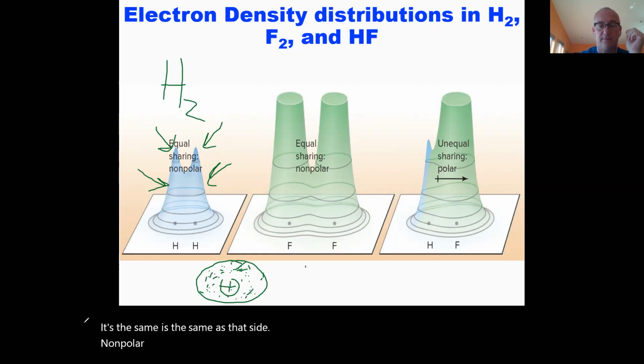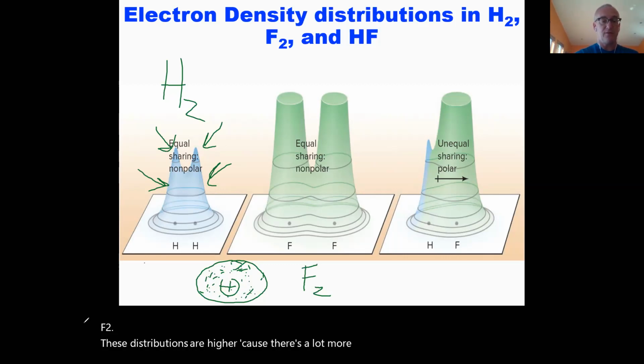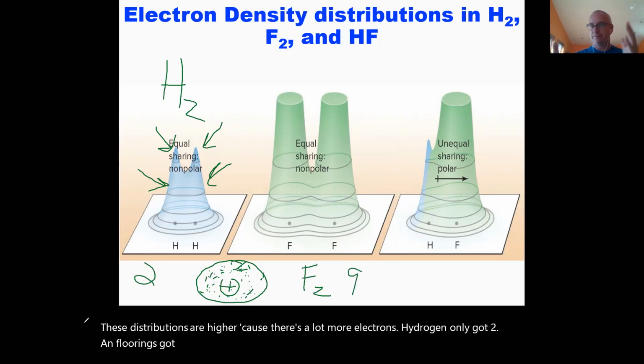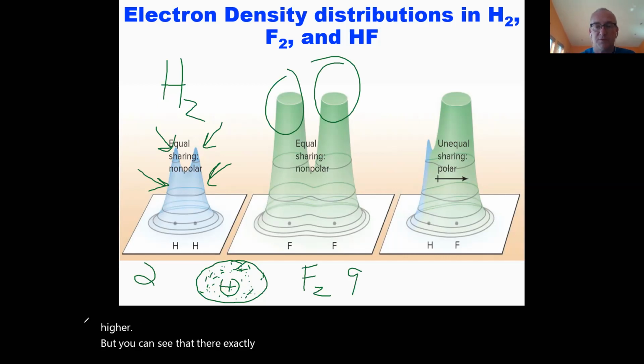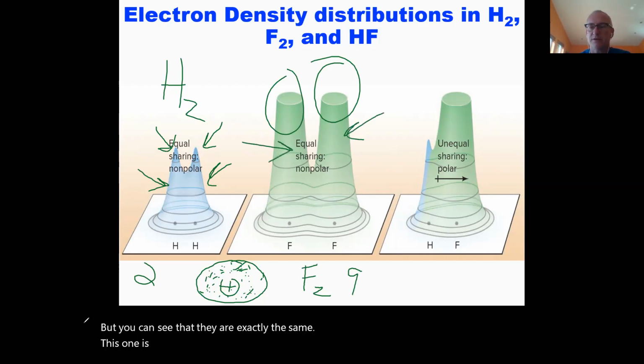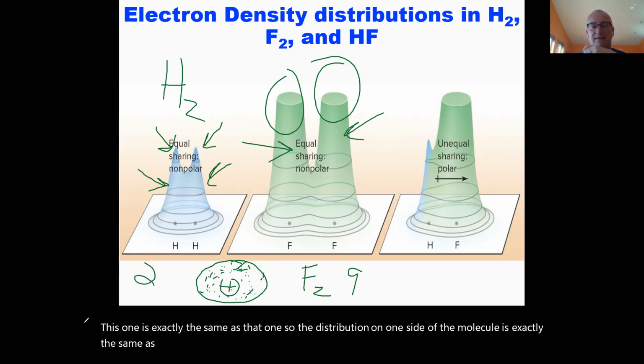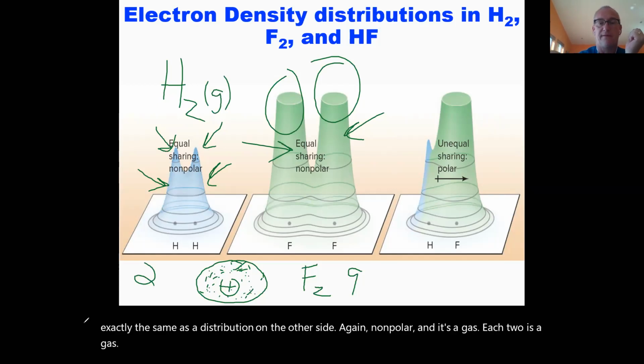Now let's look at fluorine, F2. Now these distributions are higher because there's a lot more electrons. Hydrogen's only got 2, and fluorine's got 9. So a lot more electrons. That's why these peaks are a lot higher. But you can see that they're exactly the same. This one is exactly the same as that one. So the distribution on one side of the molecule is exactly the same as the distribution on the other side. Again, nonpolar. And it's a gas. H2 is a gas. F2 is a gas.